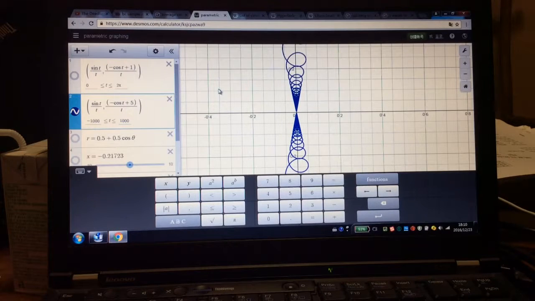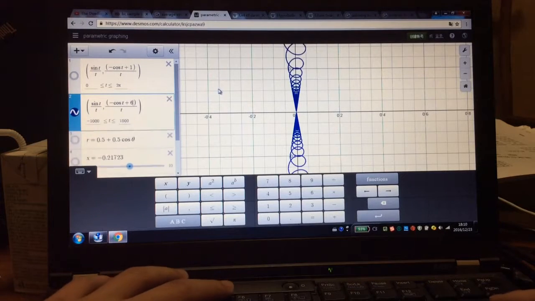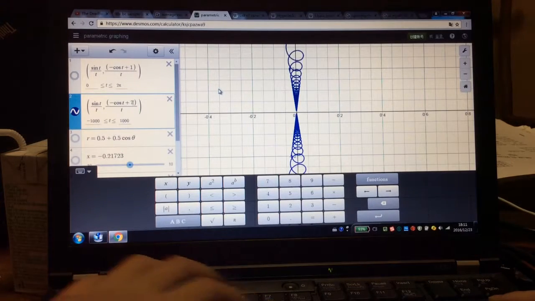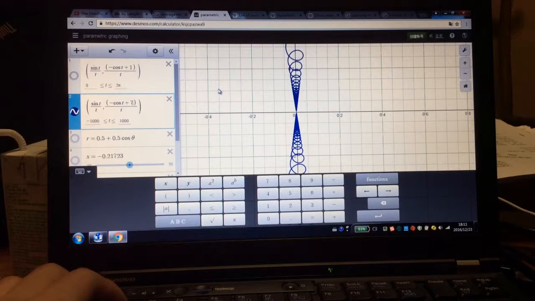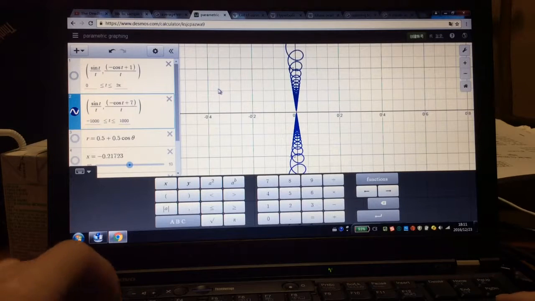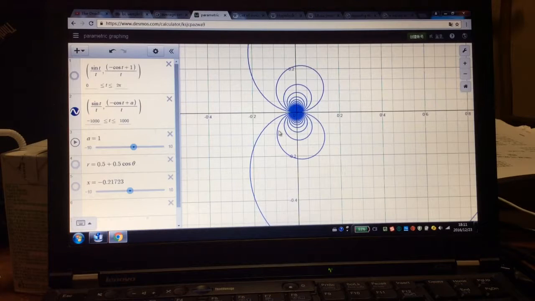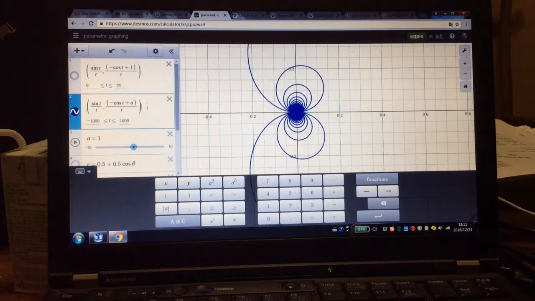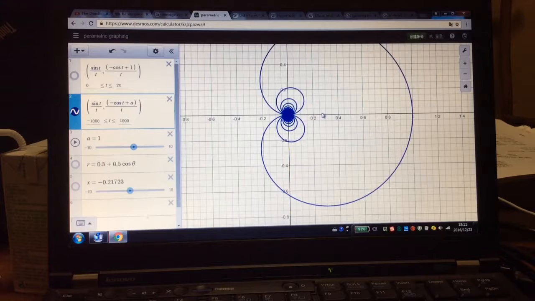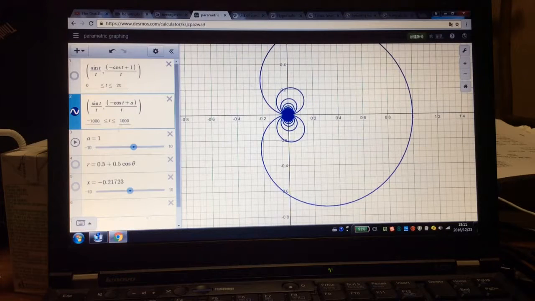Now let's replace 5 with another number. Let's say 6, 7. They all have the same effect. And if we replace this number with a constant a, let's say, the graphing calculator will allow us to take a look at how the graph will change in response to the change in a.